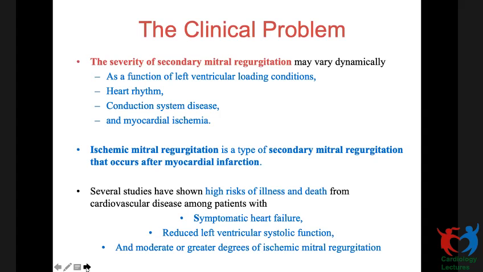Ischemic mitral regurgitation is a type of secondary mitral regurgitation that occurs after myocardial infarction. Several studies have shown high risks of illness and death from cardiovascular disease among patients with symptomatic heart failure, reduced LV systolic function, and moderate or greater degrees of ischemic mitral regurgitation.